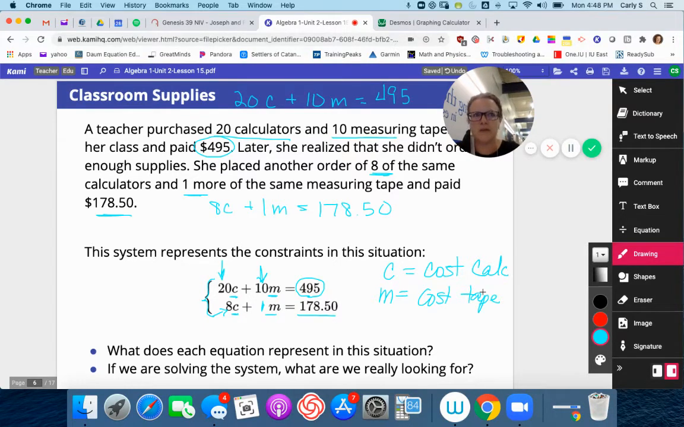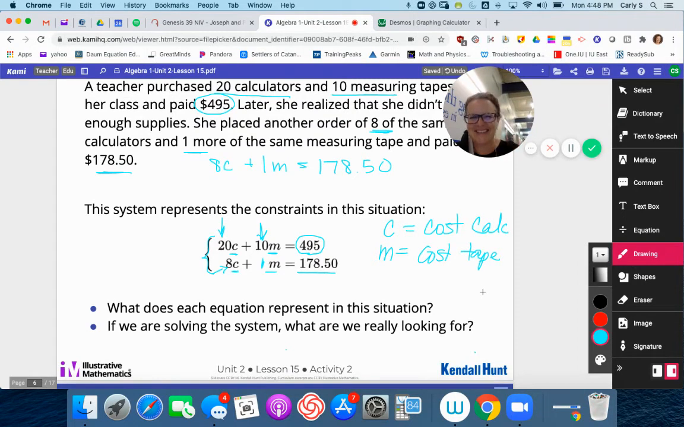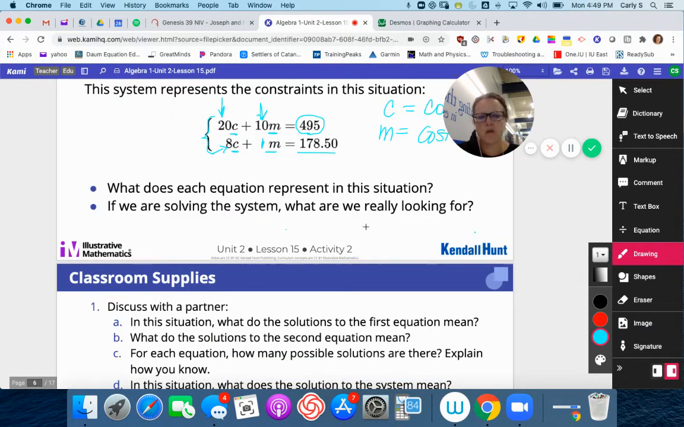So, talking through this. What does each equation represent in this situation? The first equation was the first time the teacher went shopping. She bought 20 calculators for some amount of money, 10 measuring tapes for some amount of money, and spent $495. The second equation is the second time she went shopping, okay, and how much she spent.